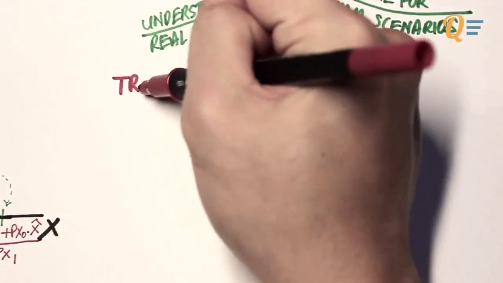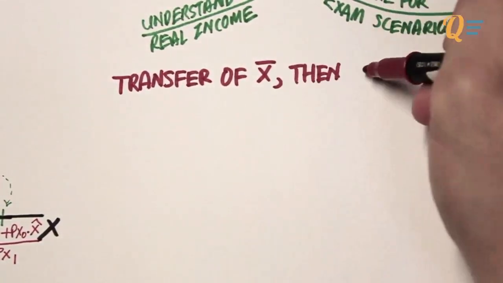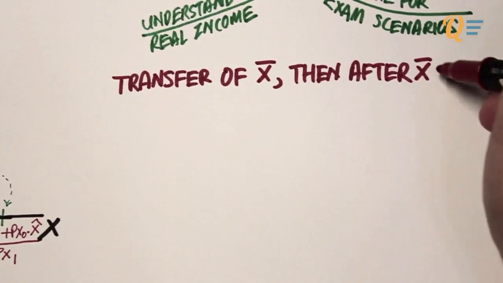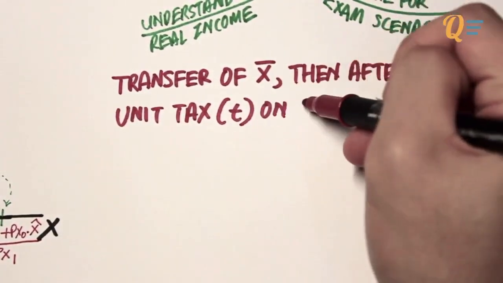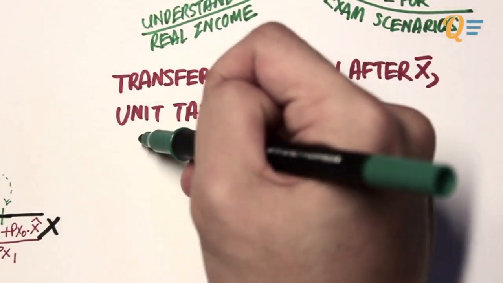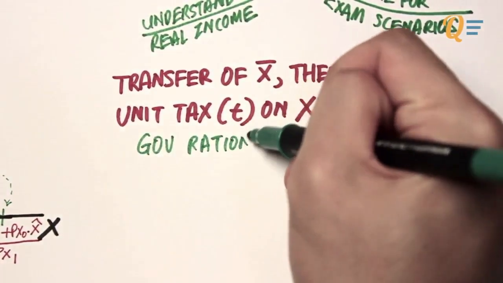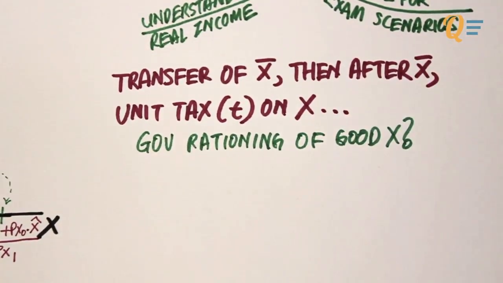So now let's move on to the second of three possible scenarios, which is simply a transfer of X bar to the consumer. Then after X bar, further consumption would require a per unit tax, which is represented by a small letter t for every additional unit of X consumed. This may be a tactic used by the government to ration the consumption of good X.